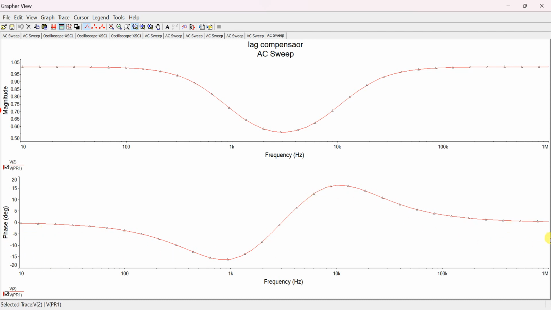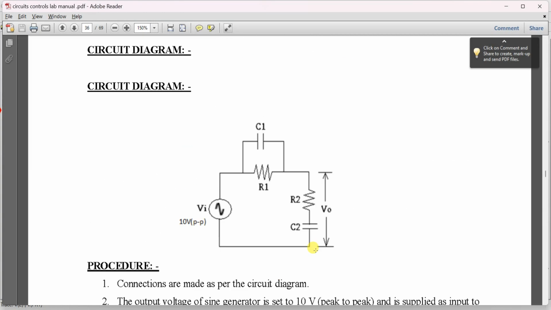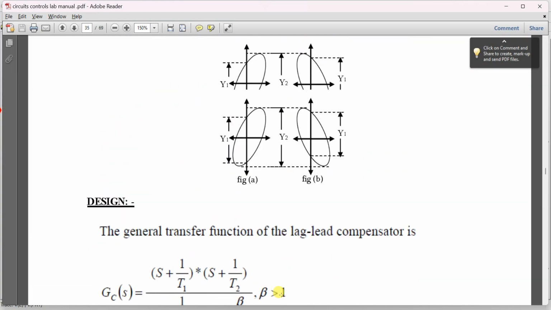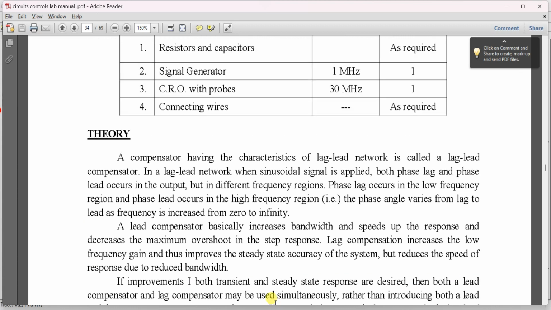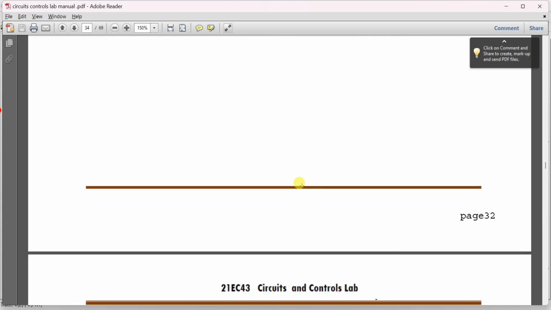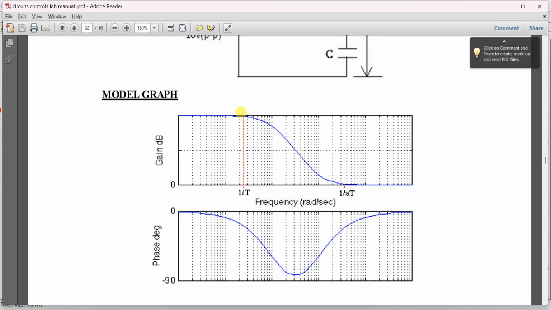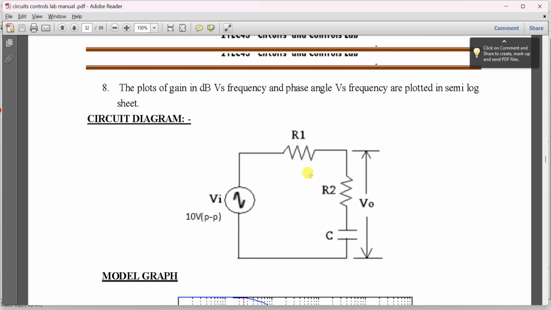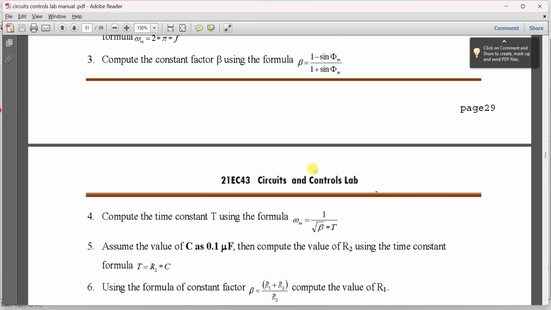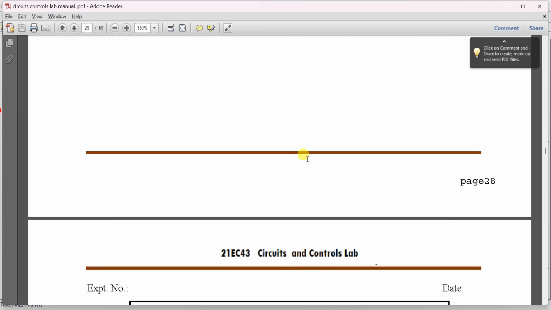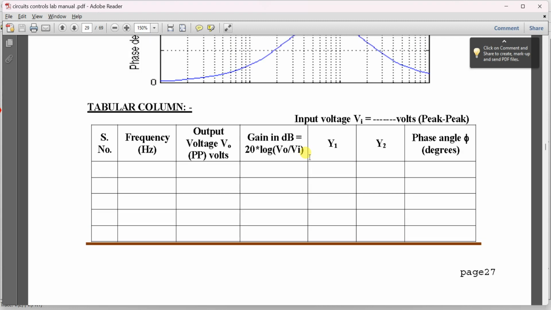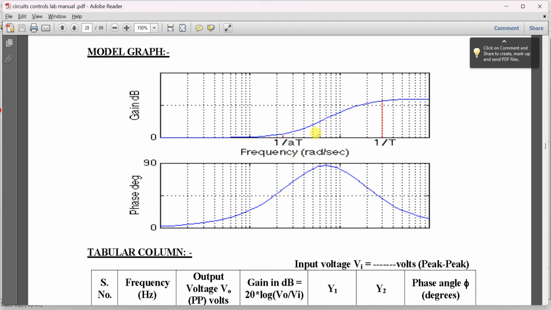Individual response of both, you observe. See, this is a low pass filter. Its response is downwards here, and opposite here. So now it is combining both this and this.